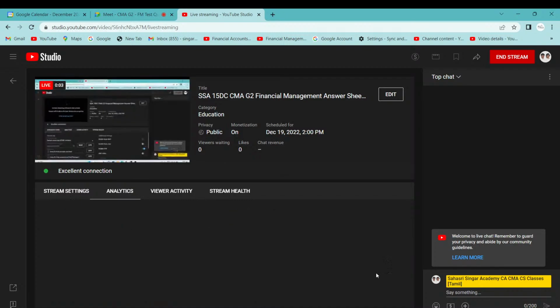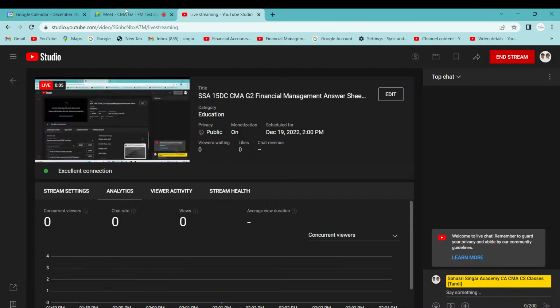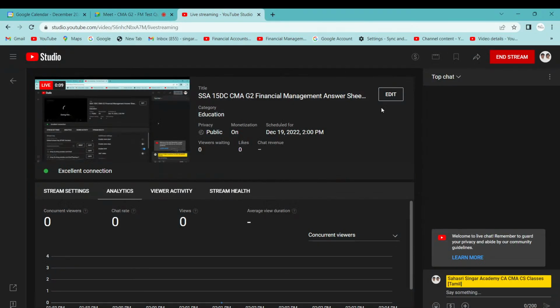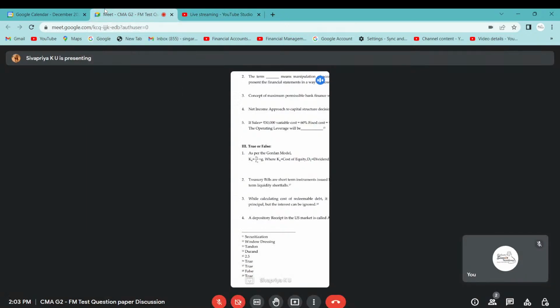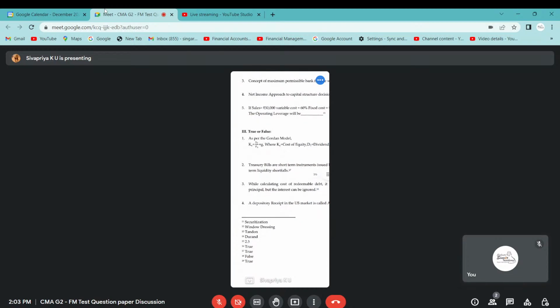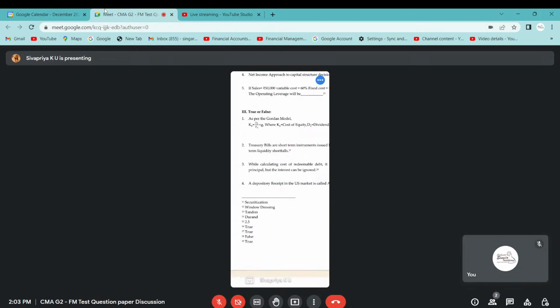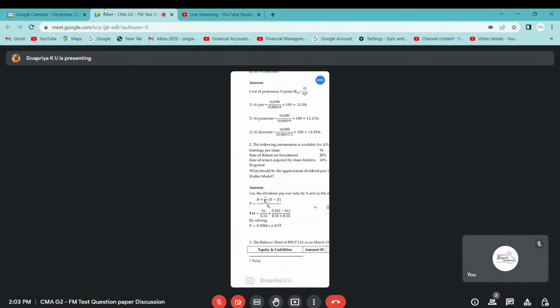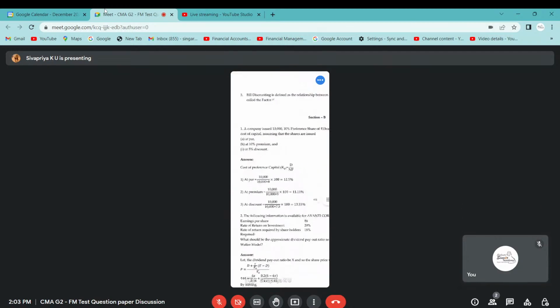Then we have the fill in the blanks. 1. Securitization. 2. Window dressing. 3. Tandem committee. 4. Durand. And fifth one is 2.5. Then true or false? 1 true, 2 true, 3 false, fourth one is true, and fifth one is false.